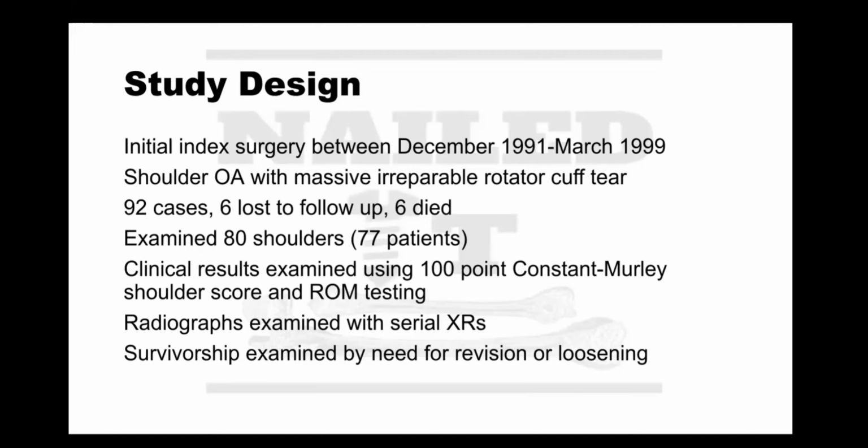The Constant-Murley scale, you'll see in a few of these other papers as well. It's a 100-point scale, and you'll see in the results here that they break it down. But it's basically a patient-reported outcome scale. They also examined radiographs with serial x-rays for loosening. And then they also looked at survivorship by examining the need for revision or loosening.